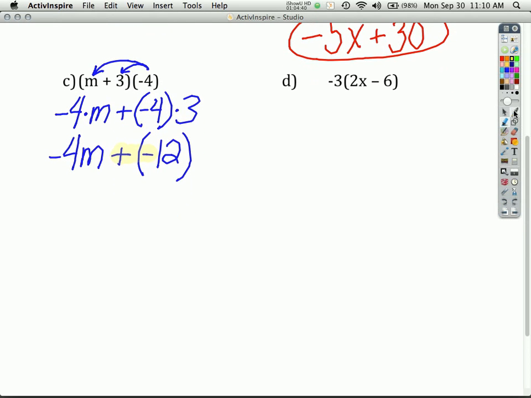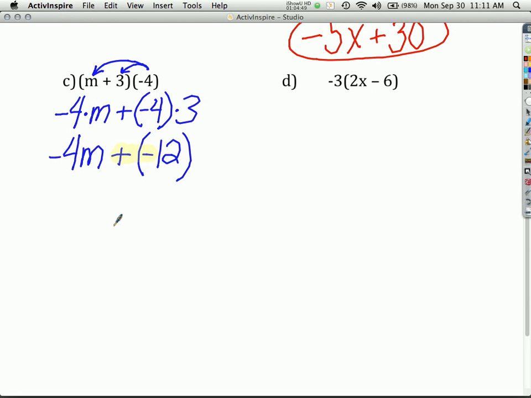So how do we write plus a negative? Does anyone know how we rewrite that? How do we write plus a negative number correctly? I'll write the first part, negative 4m. Well, it's okay if you don't know. Plus a negative is really subtraction. When you add a negative number, you're basically saying subtract the number. So negative 4m plus negative 12 really means negative 4m minus 12. So we don't write plus a negative, we change it to subtraction.